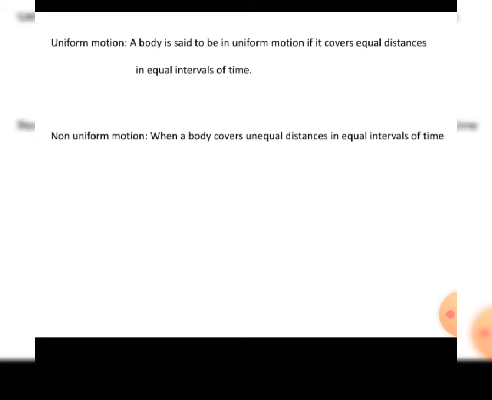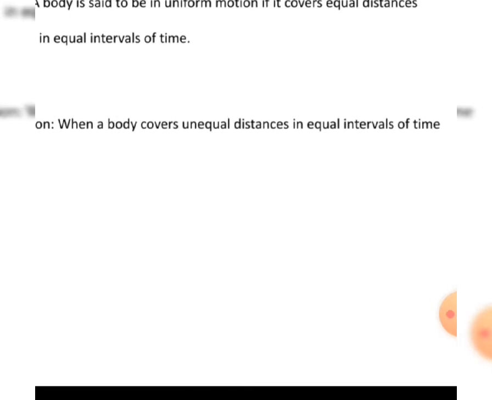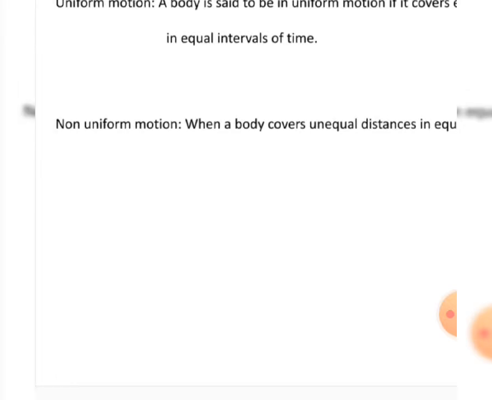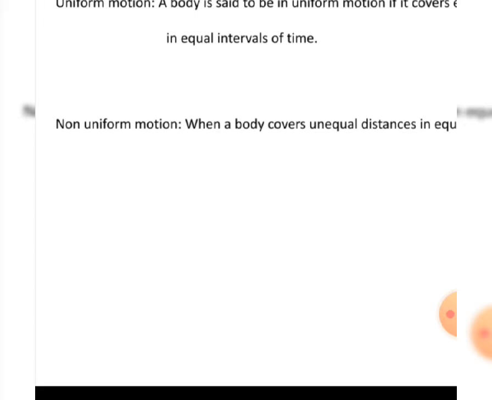So in this we will discuss uniform motion and non-uniform motion. So what is uniform motion? A body is said to be in uniform motion if it covers equal distances in equal intervals of time. The term uniform means something which happens regularly, periodically.